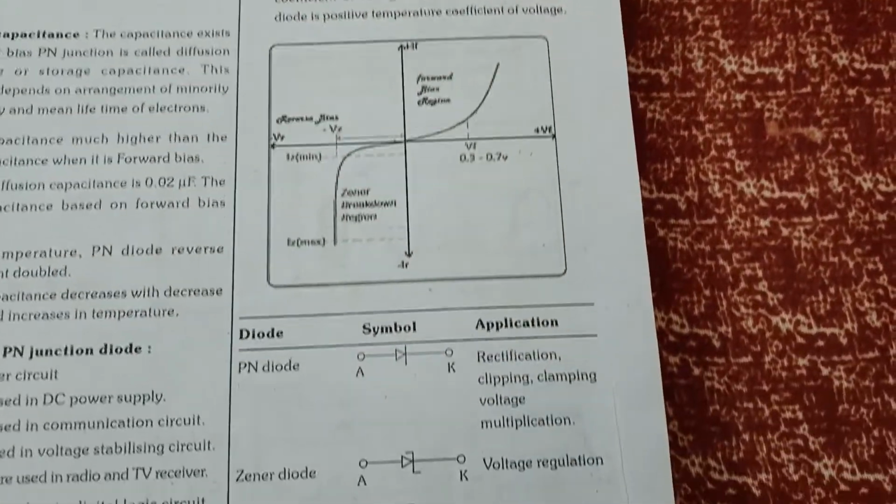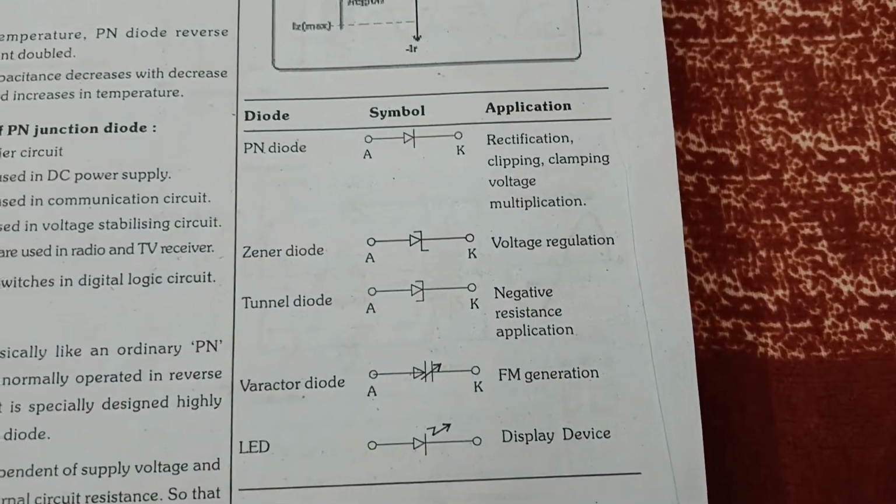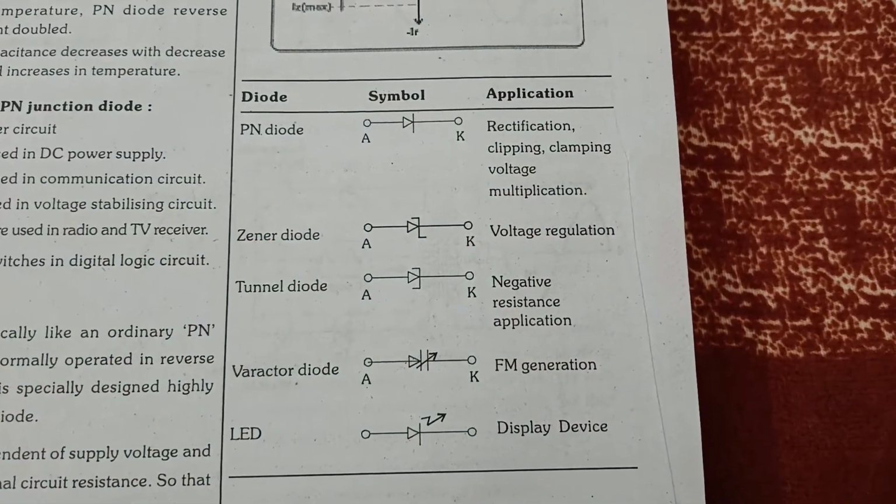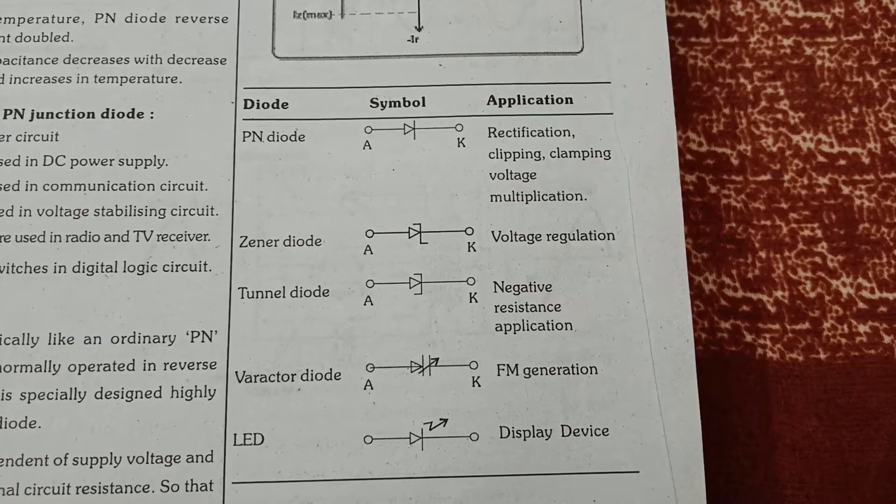Zener diode gurinchi chepparu. So PN diode, Zener diode, tunnel diode, varactor diode, LED.